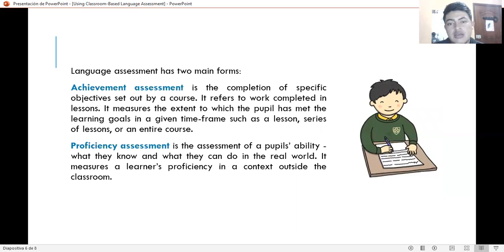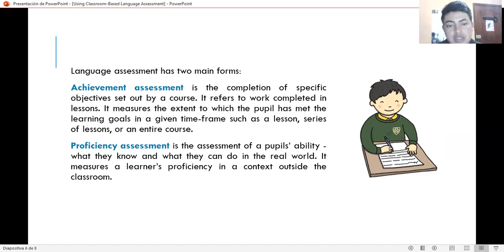Language assessment also has some aspects, in this case two main forms. Achievement assessment is the completion of specific objectives set out by a course. It refers to work completed in the lesson and measures the extent to which the pupil has met the learning goals in a given time frame, such as a lesson, a series of lessons, or an entire course.